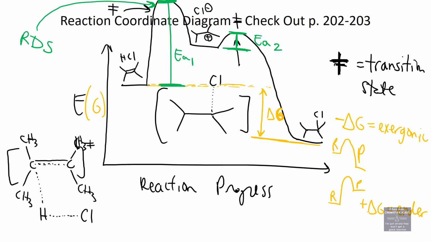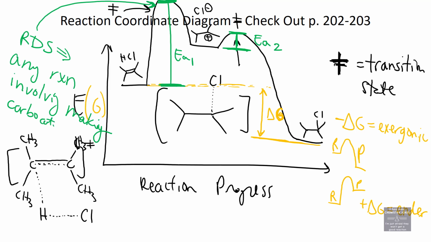So this is a two-step mechanism. Alkene to carbocation, step 1. Carbocation to product, step 2. The first step is rate determining. I know that on this reaction coordinate because that hump is the highest. But I'm going to also say any reaction involving formation of the carbocation, I'm going to put it as a C+, that's carbocation. Formation of the carbocation is the rate determining step.